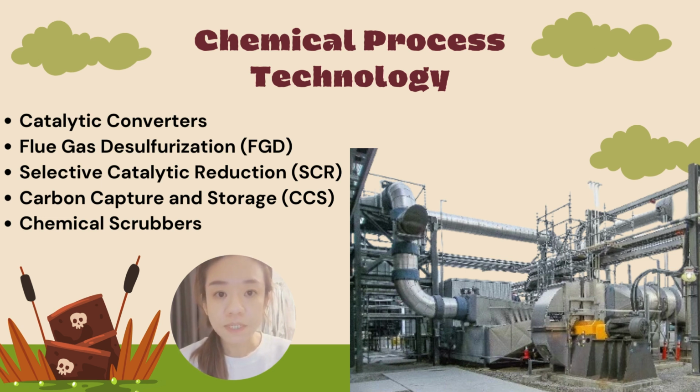Chemical scrubber. This device uses a liquid solution to remove pollutants from a gas stream. The specific type of chemical used in a scrubber depends on the type of pollutant being targeted. For instance, some scrubbers use a lime slurry to remove sulfur dioxide.